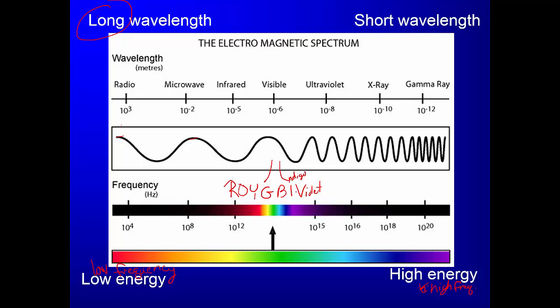So do I need to know this order? Yes, yes you do. Then we have our X-rays and our gamma rays that could cause more harm because they're going to be at a higher energy. So there's a question there. Why will yellow light cause the ejection of electrons? What happens is called the photoelectric effect.